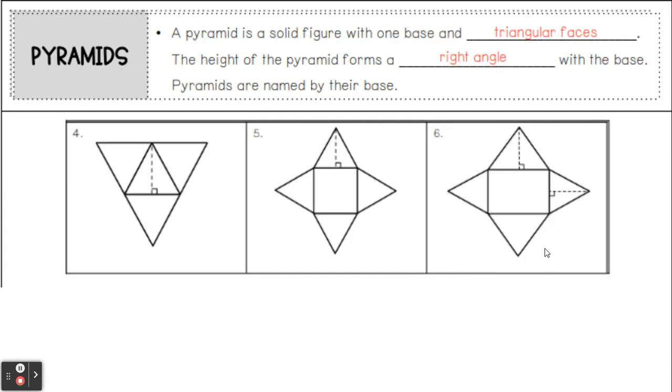A pyramid, on the other hand, is a solid figure with one base and triangular faces. The height of a pyramid forms a right angle with the base. Pyramids are named by their base. So go ahead and name the type of pyramids here.